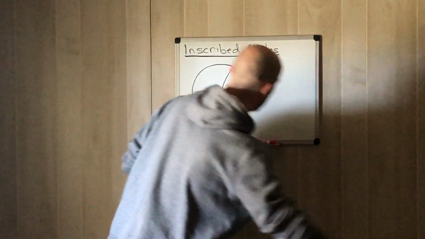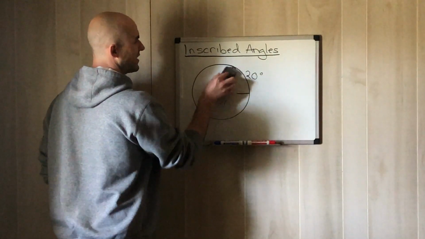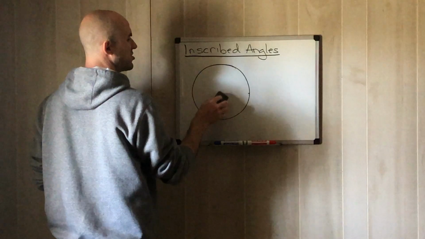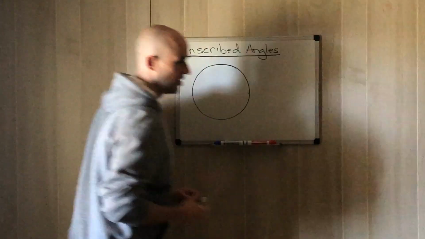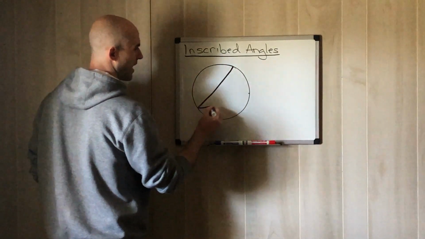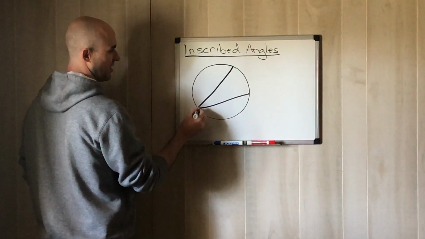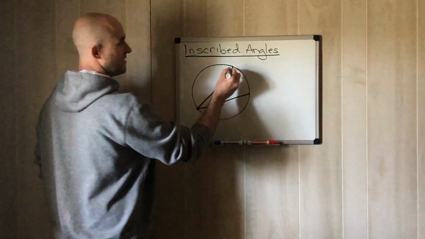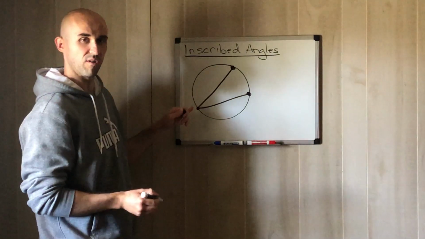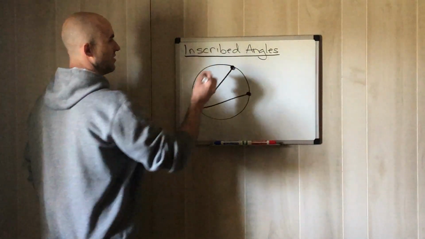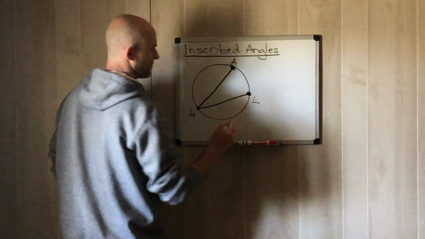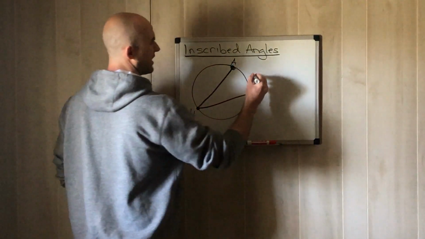What we're going to work with today is an inscribed angle. The difference between an inscribed angle and a central angle is that the inscribed angle is no longer in the center of the circle. Instead, an inscribed angle is on the side of the circle. The vertex of the angle is on the circle. So let's say we were to call this AHL, right? The inscribed angle here we would call angle AHL.